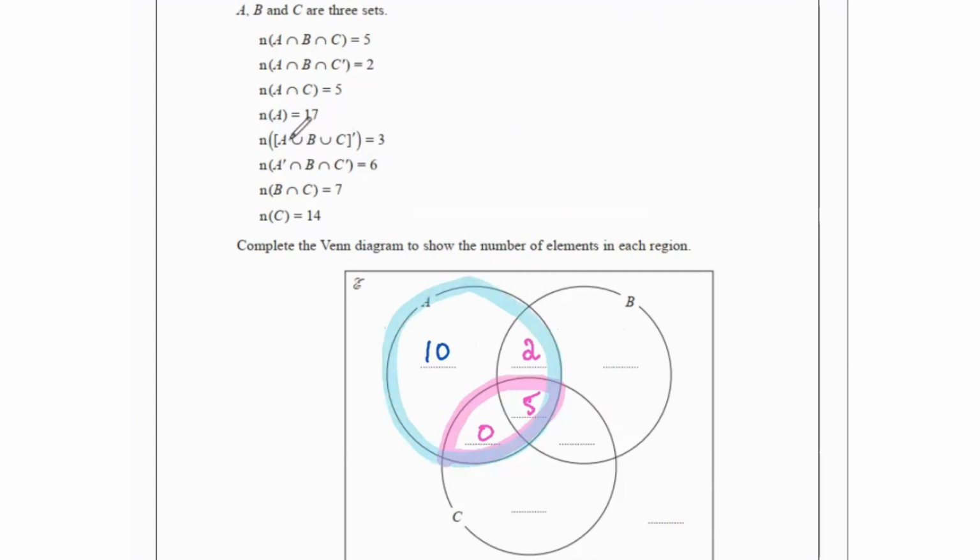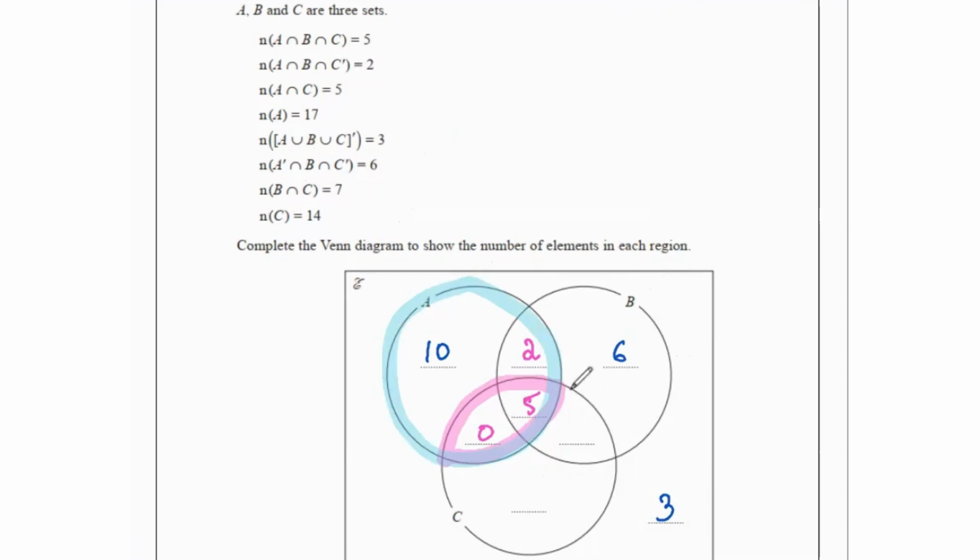Then number of A union B union C complement. So that means everything that's outside of A, B, and C. So that's over here. This is 3. The number of A complement intersection B intersection C complement is 6. So basically, it's just what's in B. So that excludes A and C. So this is 6.